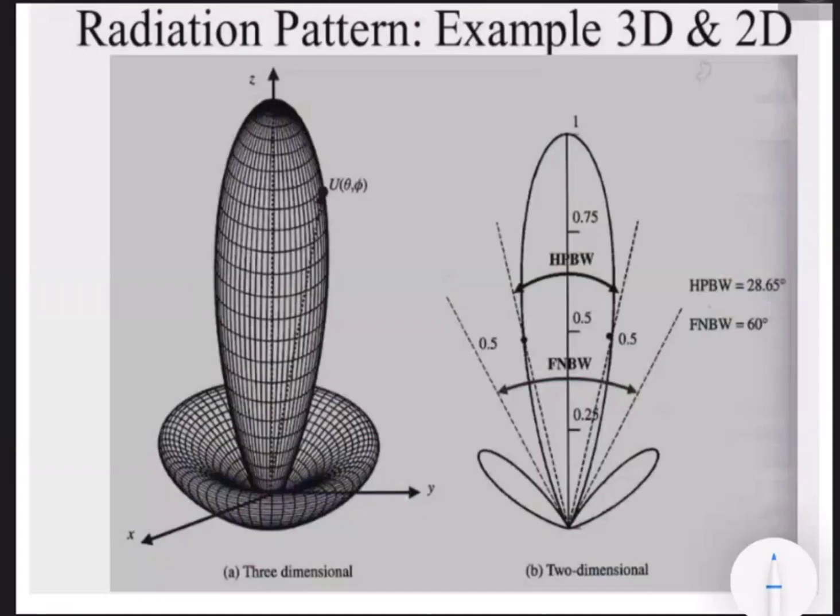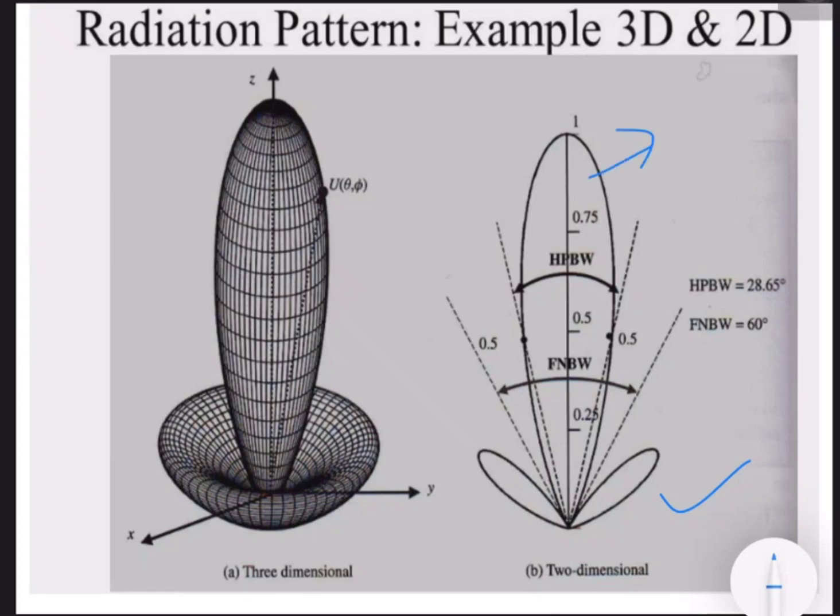So this is the diagram of the radiation pattern in three-dimensional and two-dimensional view. This is a two-dimensional view, which we plot in our lab also. When you conduct the experiment on the antenna, after obtaining the values, you will plot this radiation pattern. So this is the two-dimensional view.